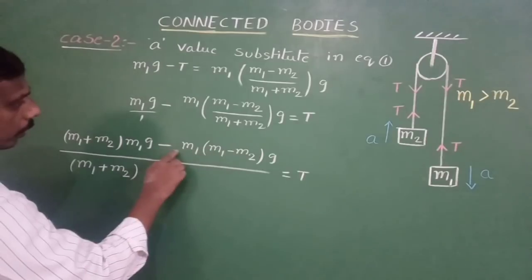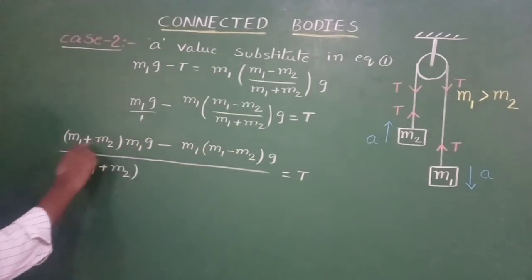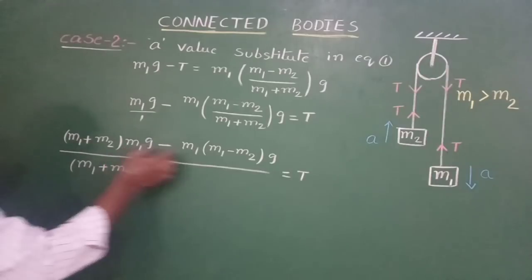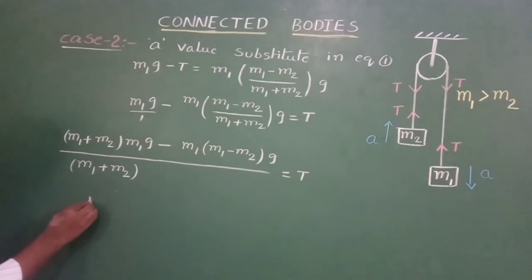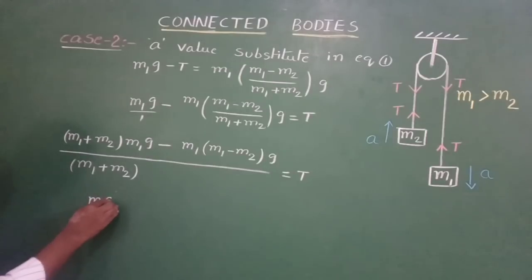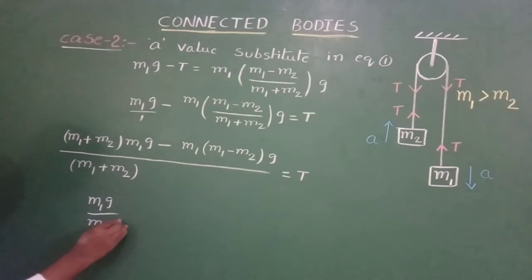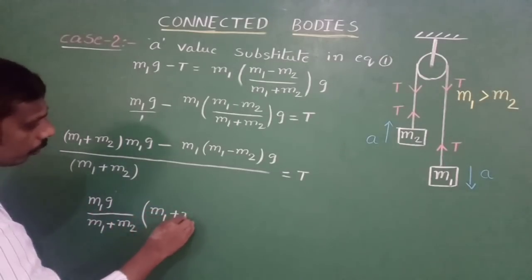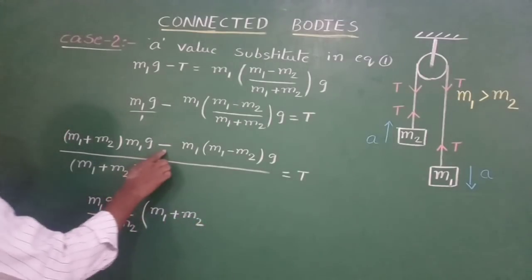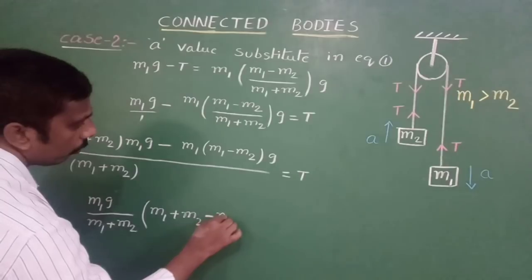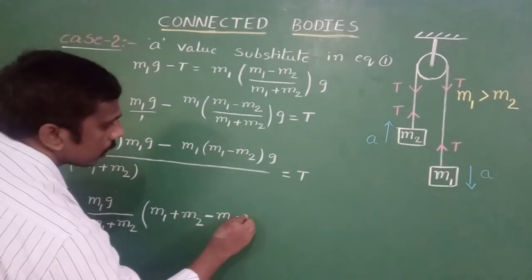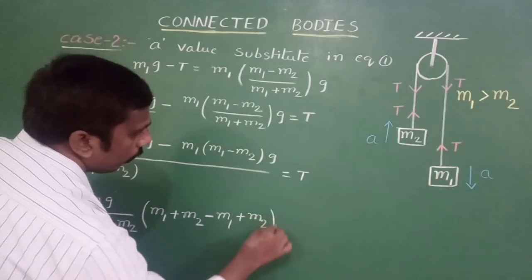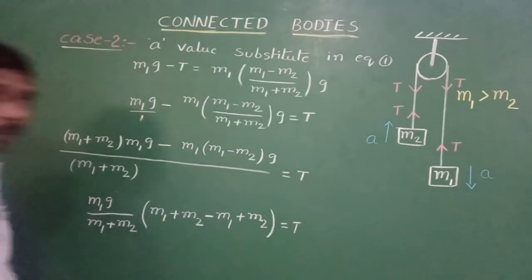Each and every time multiply with minus m1. Here multiply with m1. In these two terms, you take m1g common. If you take m1 into g common, divided by m1 plus m2, we can get m1 plus m2, minus into plus minus m1, minus into minus plus m2 is equal to tension T.